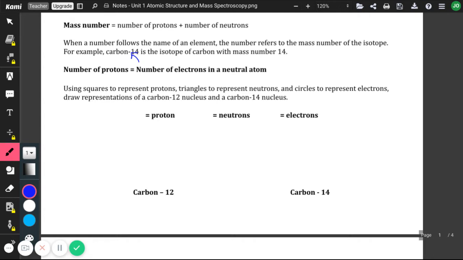So for this next section, what I want y'all to do is I actually want y'all to take a little bit of time in looking at carbon 12 and carbon 14. I want you to represent protons, neutrons, and electrons. So make a drawing. Protons are squares, neutrons are triangles, and electrons will be circles. And I want y'all to pause the video here, and then I want you to actually go in and draw out the protons, neutrons, and electrons for carbon 12 and carbon 14. Okay, so pause your video and go ahead and do that.